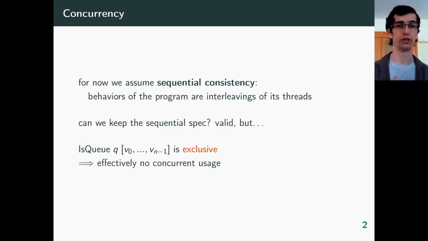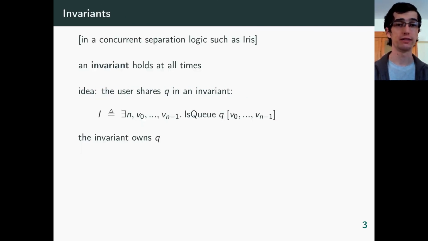As a user of a concurrent data structure, we want to share its ownership among threads. And in a concurrent separation logic, such as Iris, we can do it by putting it in an invariant. An invariant is an assertion which holds at all times, and in which we can put whatever resource we want. Then it is the invariant itself which owns the resource, and any thread can access it.